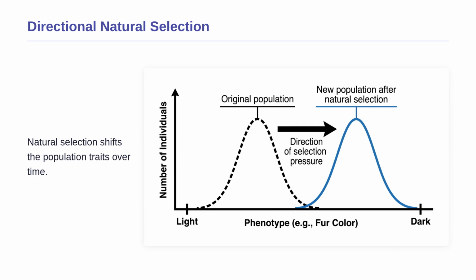However, because the environment is harsh for light-colored individuals, there is a strong selection pressure pushing against them, represented by the large black arrow. Over time, the entire population shifts, resulting in the solid blue curve, where the dark phenotype becomes the new normal.